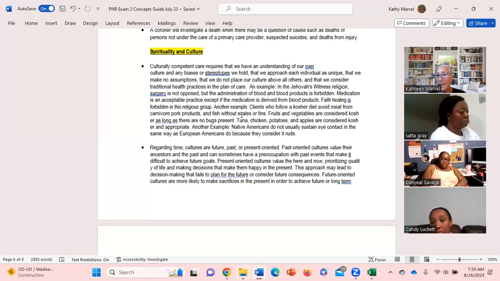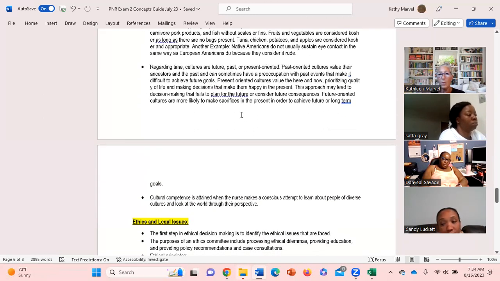What about the Native American? I'm just giving specific examples. What about the Native Americans who don't do eye contact? They look down at the floor. That's their culture. They consider direct eye contact rude, disrespectful. And then with regards to cultures, different cultures are time oriented. Some are future, some are past, some are present.